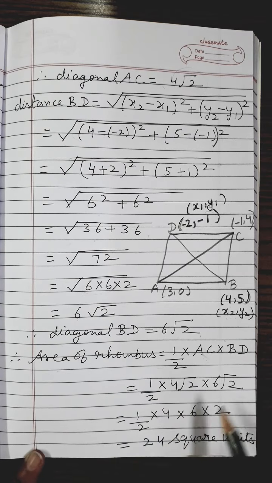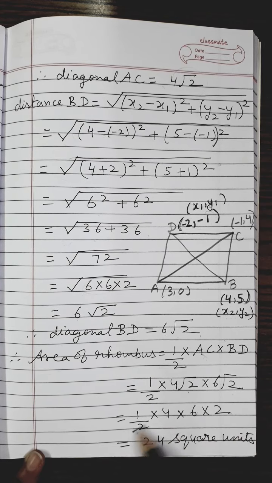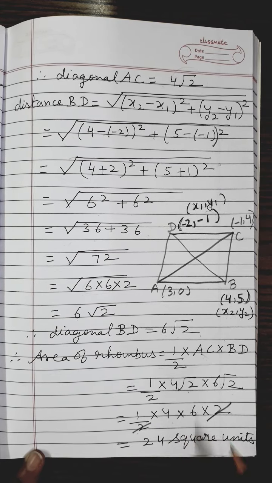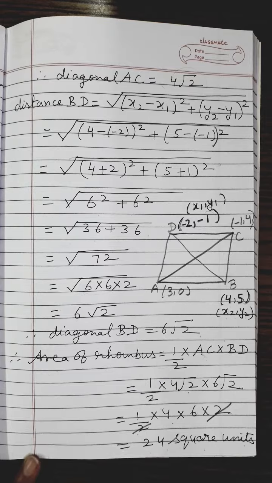Substituted. Next step, this is half into 4 into 6, and root 2 into root 2 gives you 2. This 2 will get cancelled with this 2. So 4 into 6 gives you 24 square units. So this is the area of the rhombus, 24 square units. This is your answer. I hope it is clear to you.